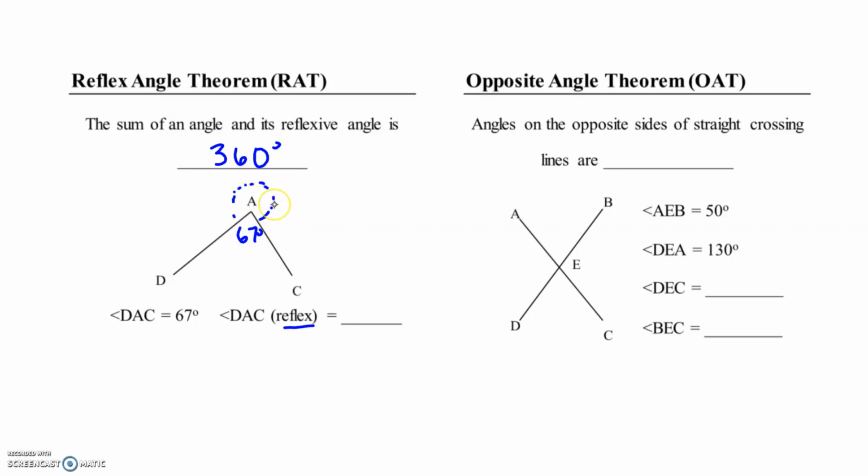So we know together they're 360. So if I just do 360, subtract 67, that gives me 293 degrees, and that's by the reflex angle theorem, or RAT.